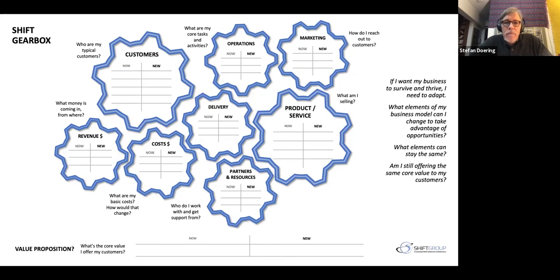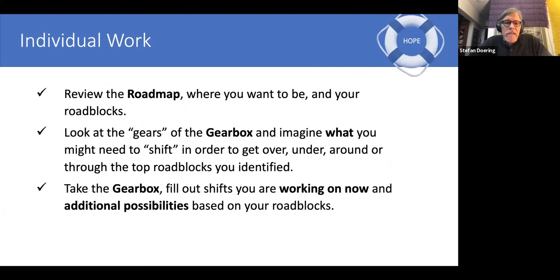Okay, so that's the Gearbox, and that's the power of it. And again, these are the 8 moving gears in your Gearbox. Some of them you're going to need to review and change, and some are going to stay the same. All right, so I want you to spend a few minutes now to work on, based on what you were saying, my roadblocks. You're going to look at your roadmap, and then say, based on my roadmap, this is where I want to go. Like Tom was saying, this is where I want to go, but this is what's getting in the way. And this is what I've got to do to get around that roadblock, under it, through it, whatever.